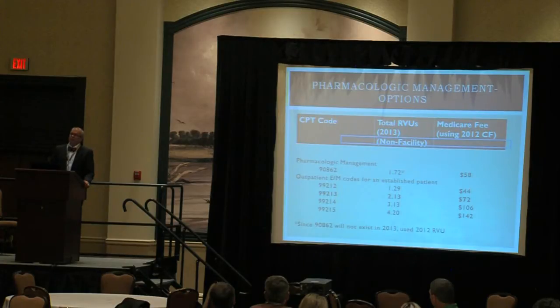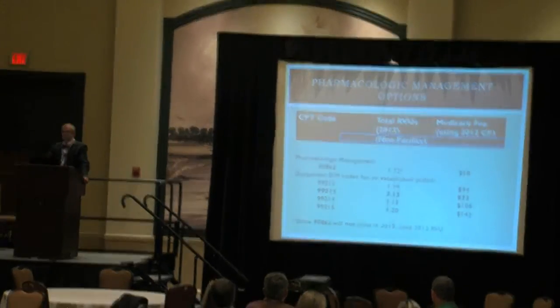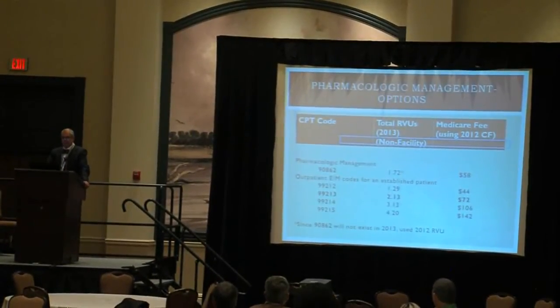It really is a better way to code, but it's a much more complicated way to code. It's not simple, it's not straightforward. This shows a little comparison on the pricing between the old code, 90862, that had an RVU of 1.72 and Medicare paid about $58, and the outpatient E&M codes, with 99212 having 1.29, and 99213, which is intended to be the bulk of what we do. It will most often be a 99213 or a 99214, coming in at a higher payment value, at least in the Medicare system.